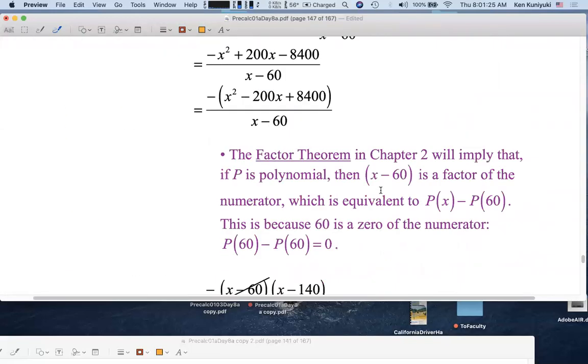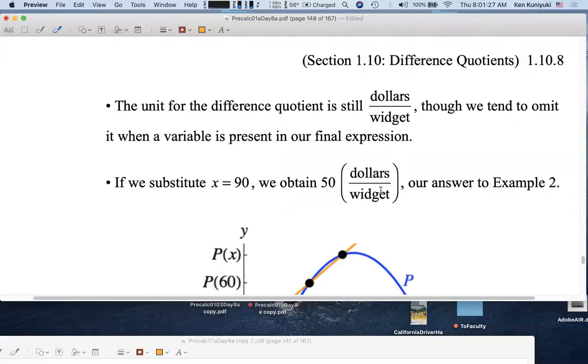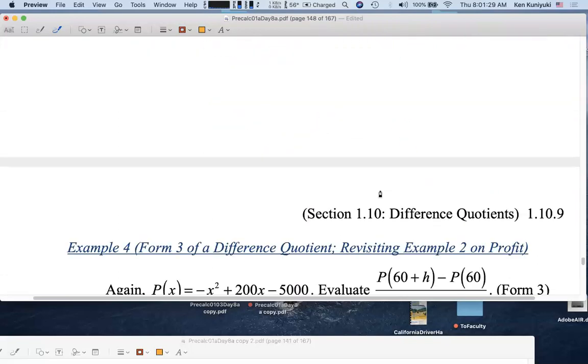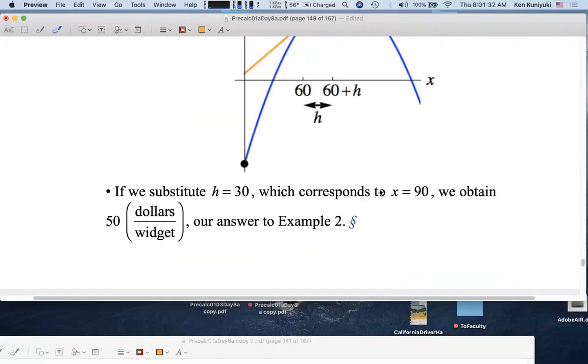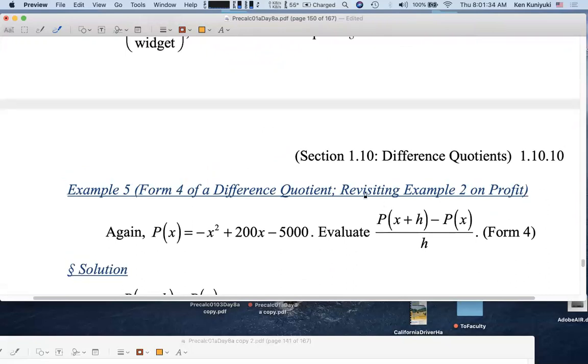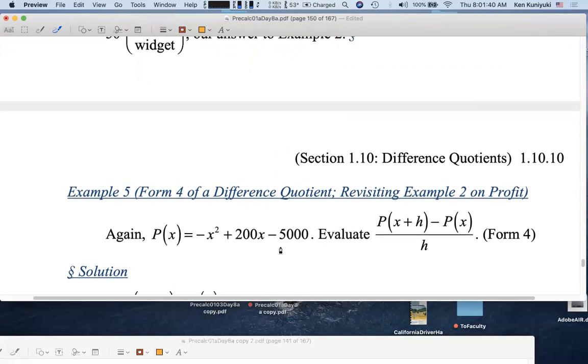We're going to skip the next two examples. Let's go straight to example 5. Again, same profit function, P of x equals the opposite of x squared plus 200x minus 5,000. Evaluate and simplify this expression. The difference quotient, P of x plus h minus P of x all over h.